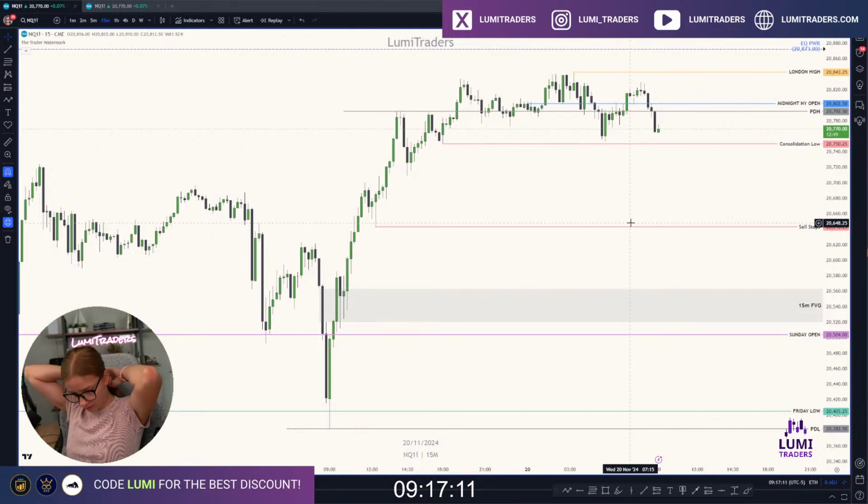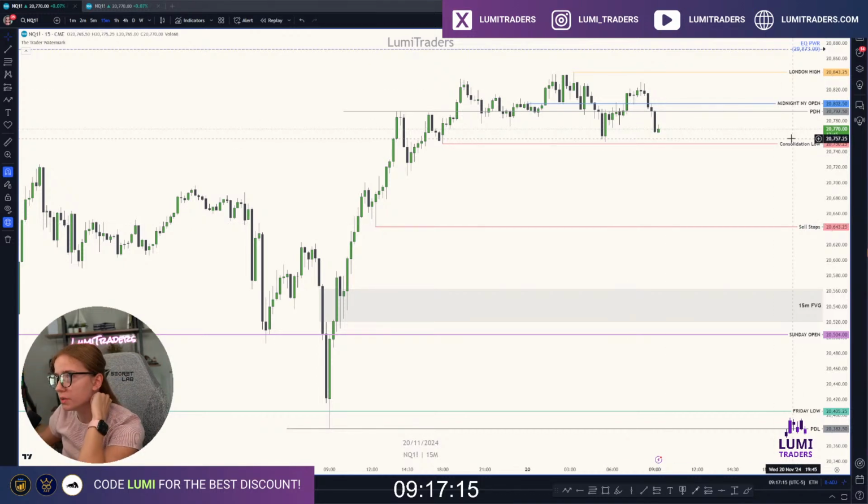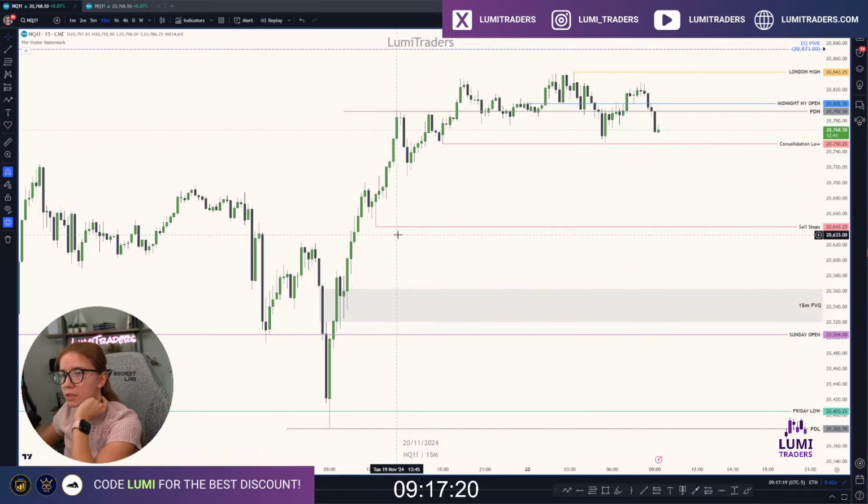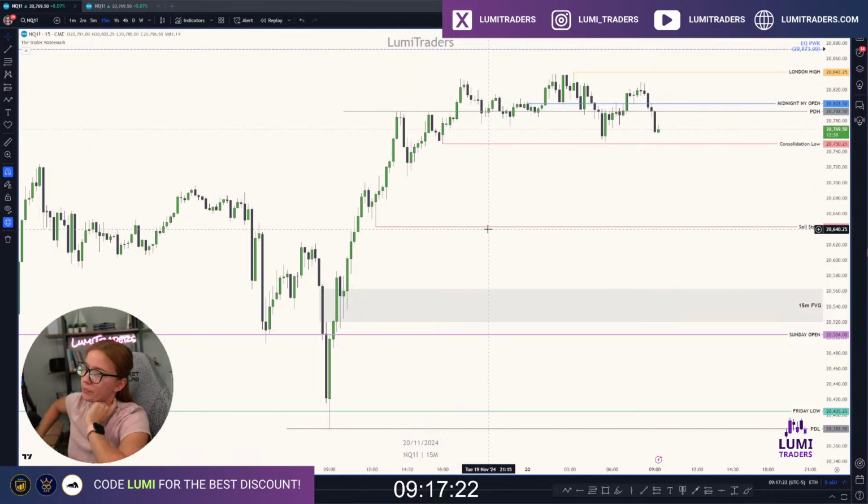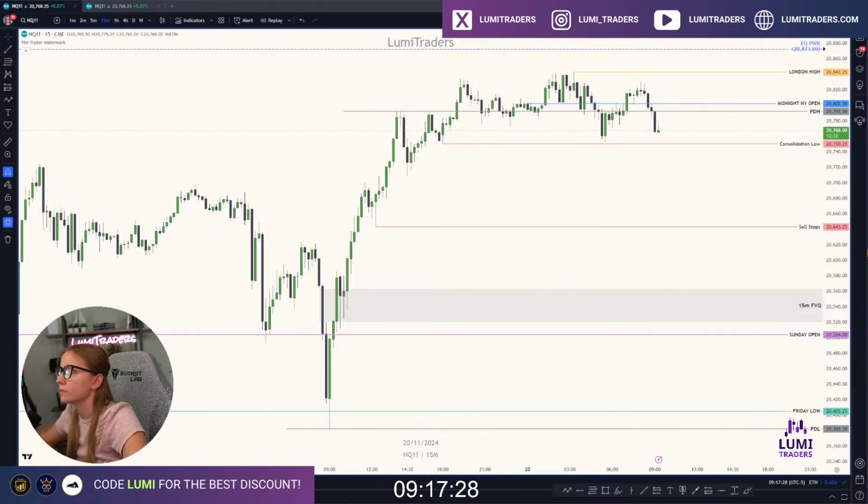So my plan is possibly to wait for this liquidity sweep. And next, my point of interest is going to be sell stops. We'll try to react from these levels. I just don't want to short before market open. We'll wait.